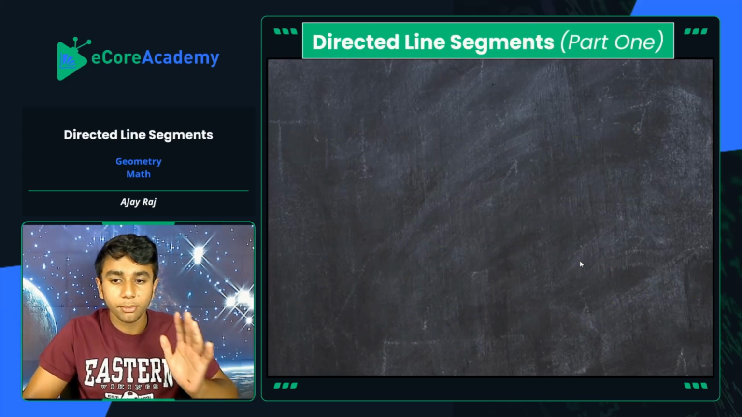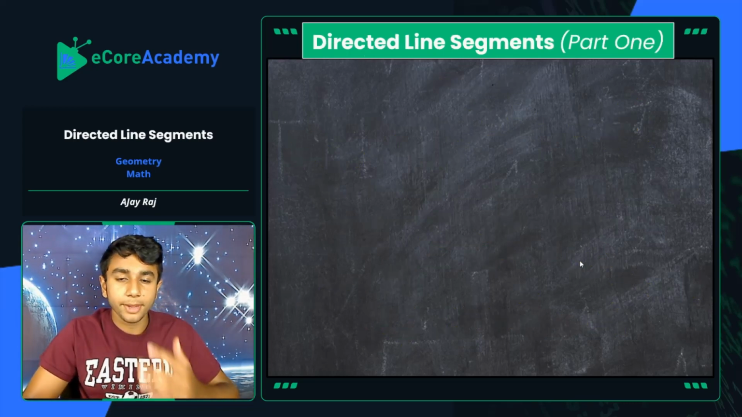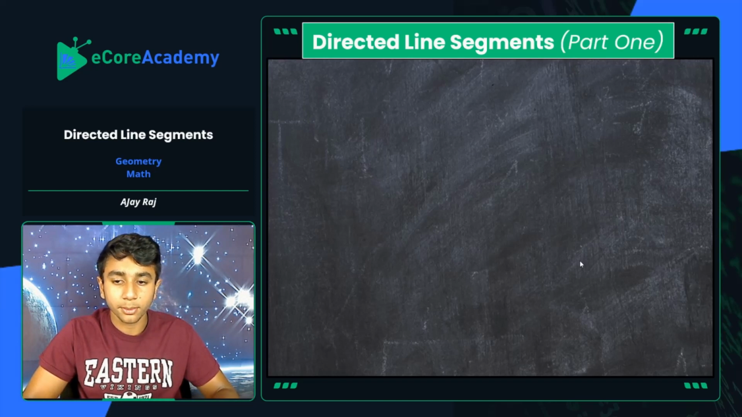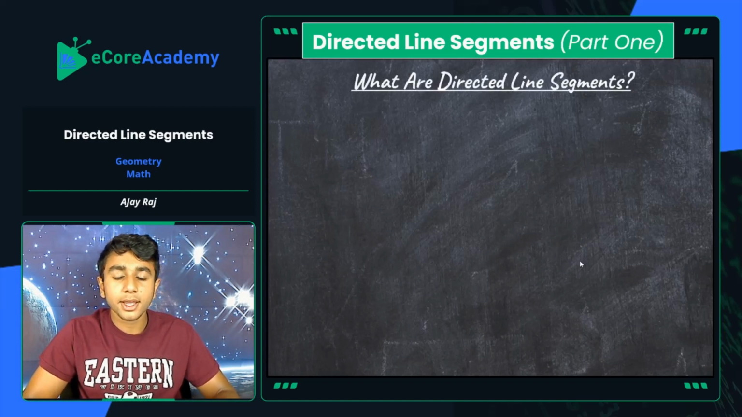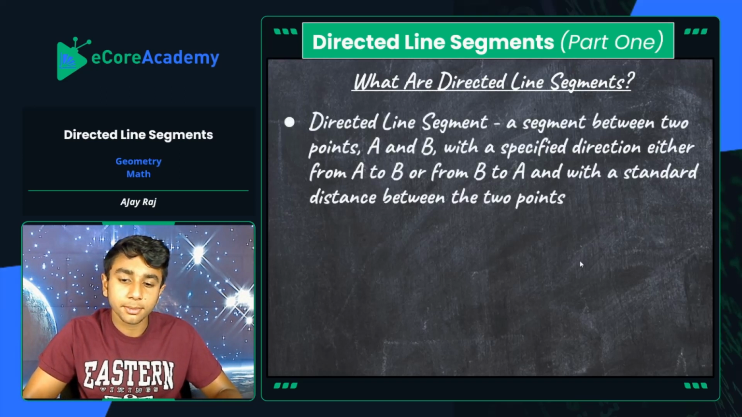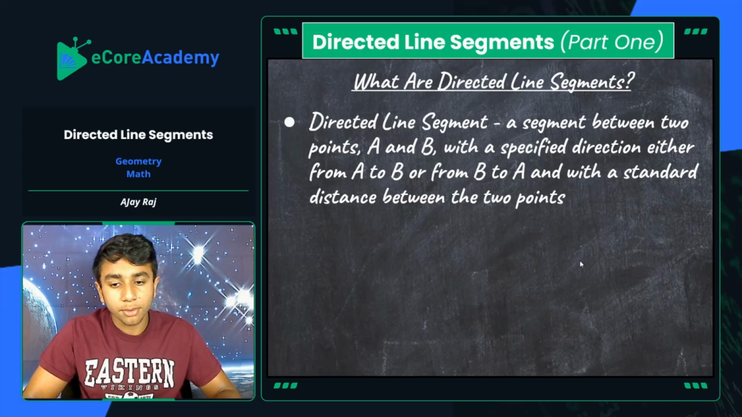So, like I said, we're going to move on to directed line segments, the main focus of today's lesson. This is part 1 of directed line segments, and we're going to look at exactly what directed line segments are. A directed line segment is a segment between 2 points, A and B, just as any segment is between 2 different points, and in this case, we're labeling them A and B. This line segment will have a specified direction, either moving from A to B or from B to A, and with a standard distance between 2 points. I'll break that down after this.